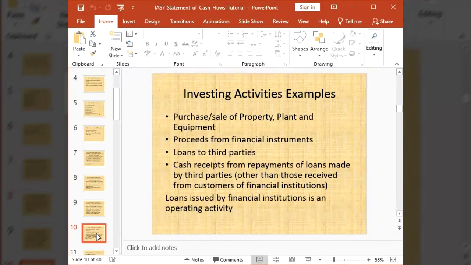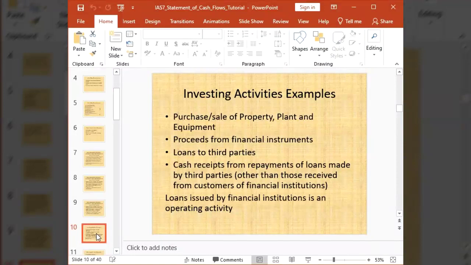Examples of investing activities include purchase or sale of property, plant and equipment, proceeds from financial instruments, loans to third parties, and cash received from repayment of loans made to third parties, other than those received from customers or financial institutions. Also, loans issued by financial institutions is an operating activity, like I said earlier on.